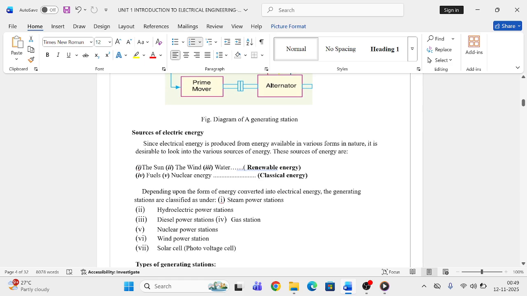Then we see about the classification of power stations.